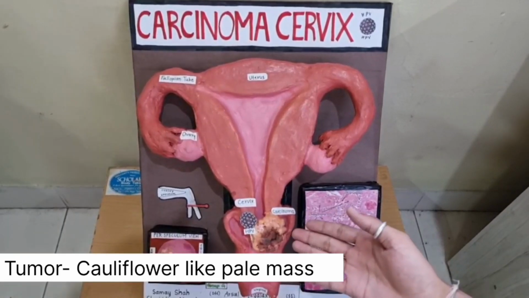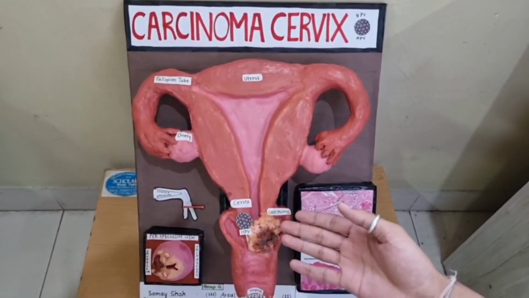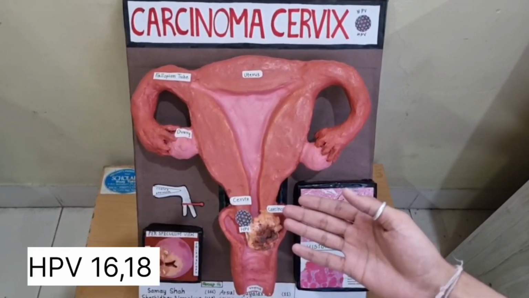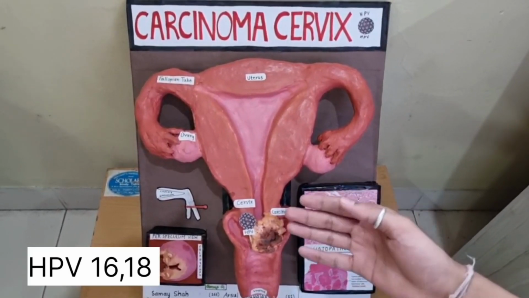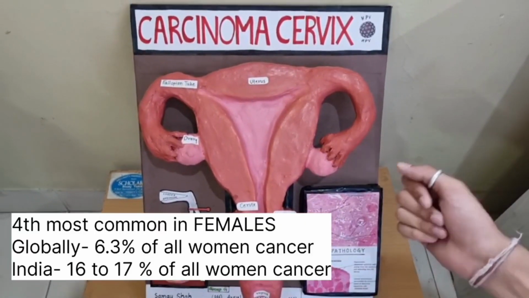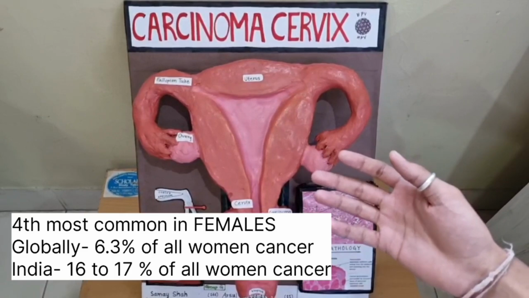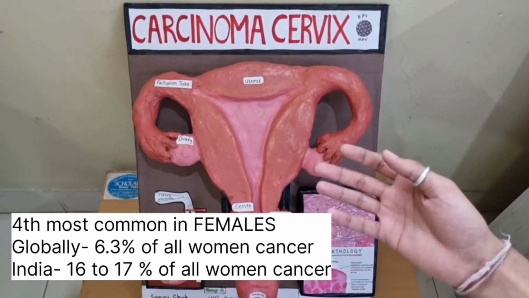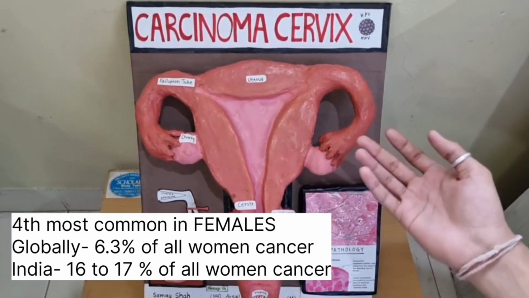It develops primarily from HPV, particularly types 16 and 18, which are high-risk HPV. It is the fourth most common cancer in females, and it has a good prognosis. Globally, it accounts for 6.3% of all cancers in women, and in India it accounts for 16 to 17% of all cancers in women.